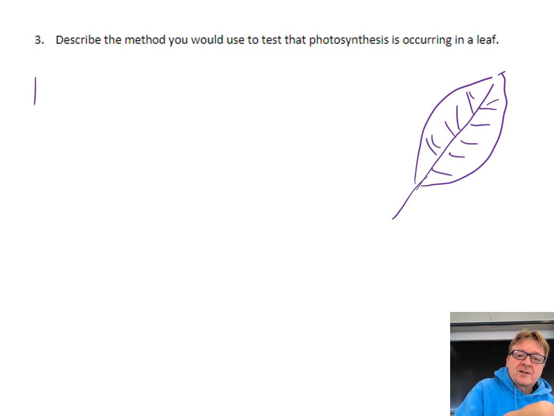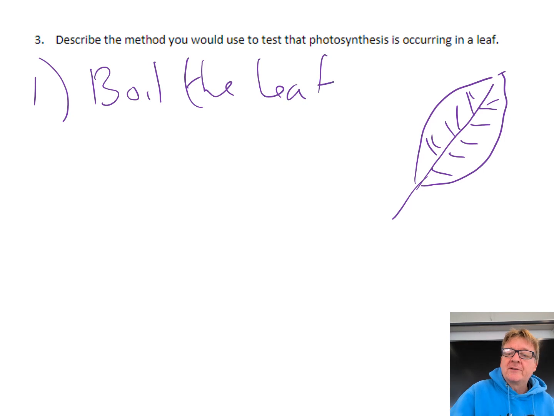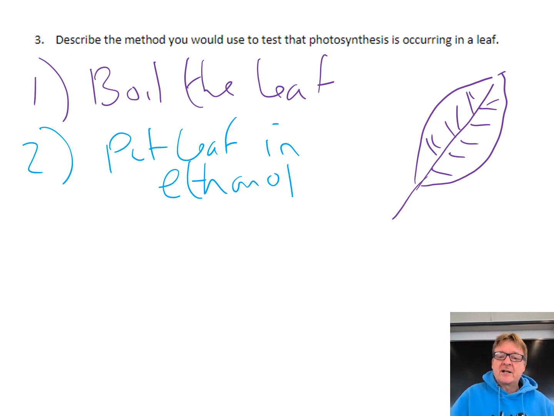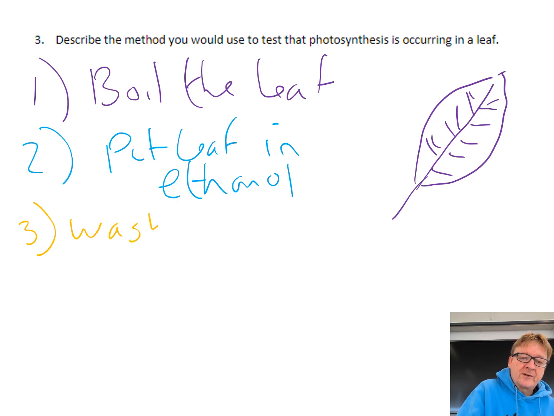The stages are, first one is you boil the leaf. The idea of boiling the leaf is to try and break down the cell membranes a little bit. Number 2 is put the leaf in ethanol, and the main job of that is to take out the chlorophyll. When you put the leaf in the ethanol, you put the ethanol test tube into the boiling water as well, and then the ethanol boils because it's got a boiling point of 80 degrees. Number 3, wash everything off the leaf, so wash the ethanol off, dry it down.